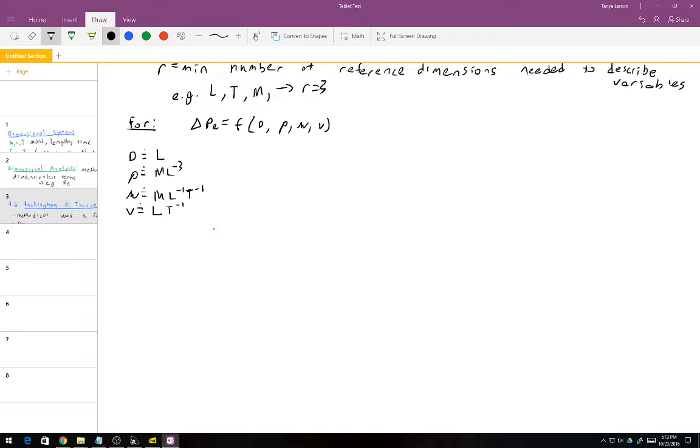And delta PL, well, this is pressure per unit length, pressure drop per unit length. So this is going to have, if you work through this, you will find that it's M, L to the negative 1, T to the negative 2, T to the negative 2, L to the negative 1. Or M, L to the negative 2, T to the negative 2. And again, this is the MLT system.